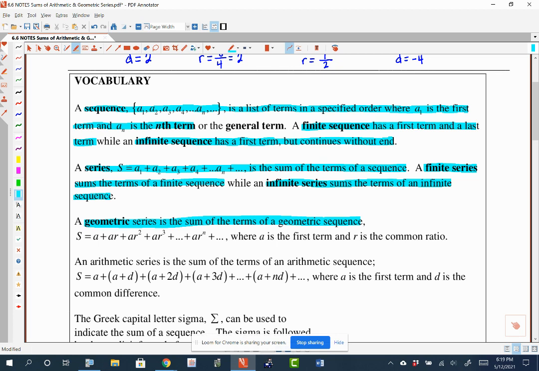So we see a similar relationship. An arithmetic series is the sum of the terms of an arithmetic sequence. So we notice in both of our sequences, in our ratio, we're multiplying by something, but in our arithmetic, we're adding, which is the difference between those two types of sequences.